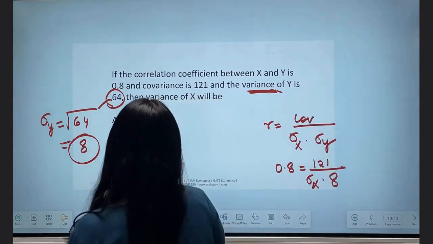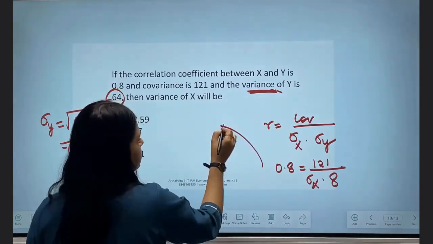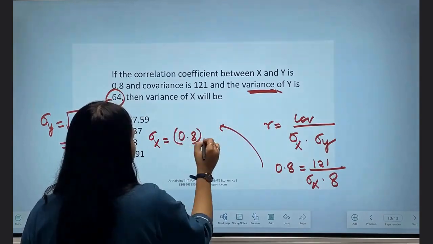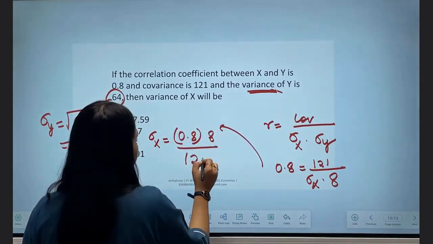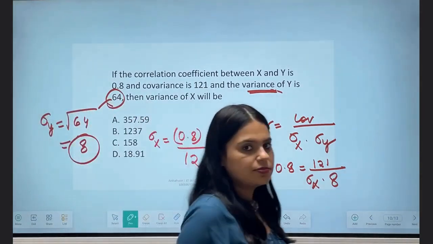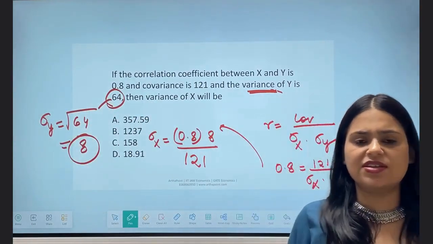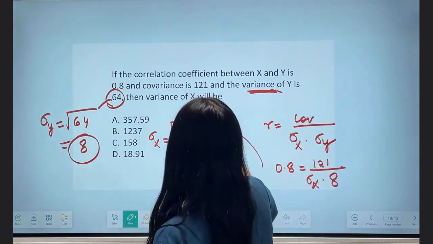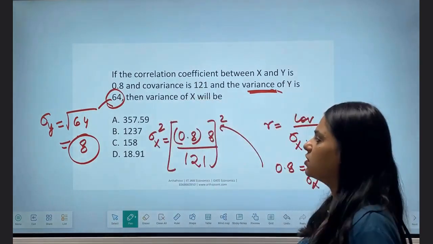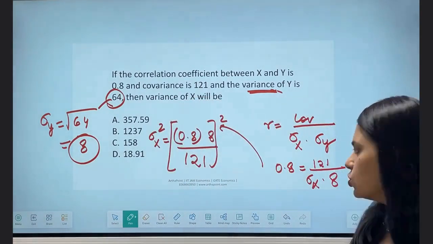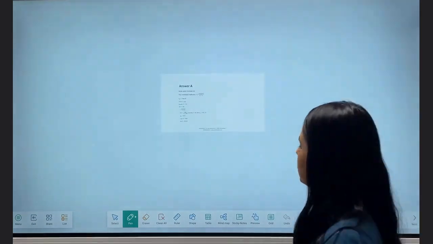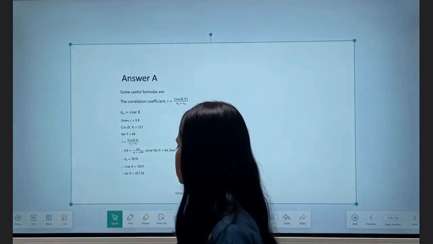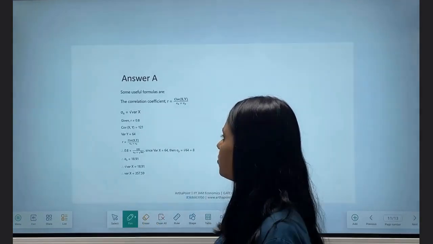So this is your equation. Just find sigma x from here. So sigma x will be 0.8 into 8 by 121. ये sigma x हो जाएगा. ये variance of x के लिए क्या करेंगे अब हम? Standard deviation का whole square. So if I just square this up, it will be variance of x. Clear हुई बात? So I am just using the formula, nothing else. कुछ और नहीं करना है. That's it.